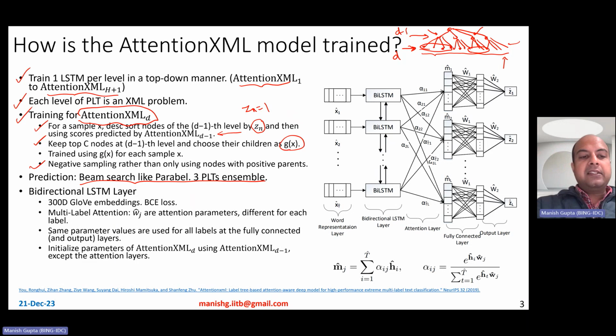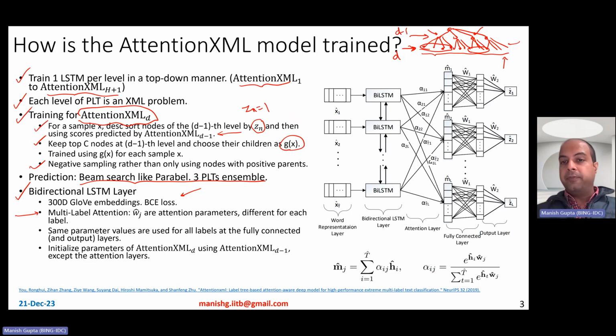Okay. Now, each of those bi-LSTMs that we talked about is bidirectional in nature. It's trained using 300-dimensional GloVe embeddings of your input document or input data point as features. It uses the binary cross entropy loss, just like Parabel.